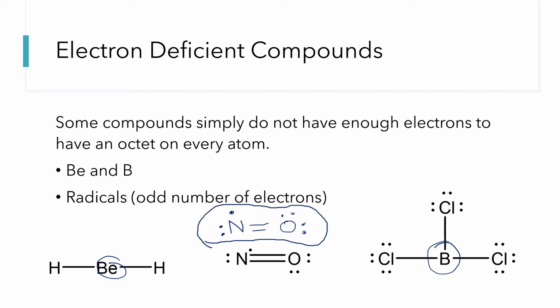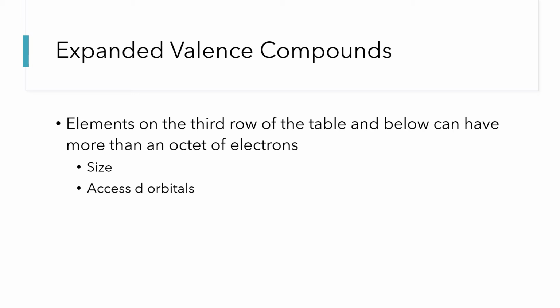So there will be compounds that are electron deficient. There just aren't enough electrons to put an octet on everybody. Beryllium and boron are the big clues for that. And then if you run into something that doesn't have an even number of electrons, you're going to have to violate the octet rule.